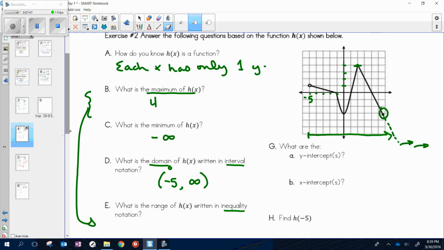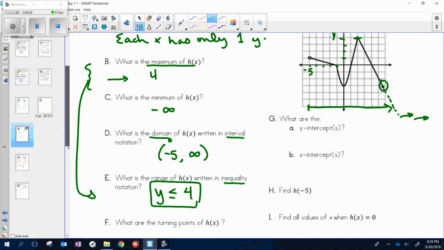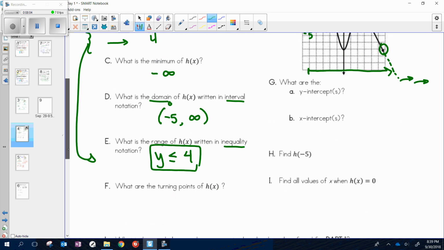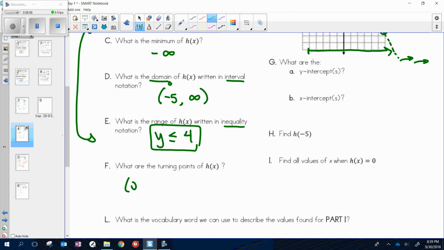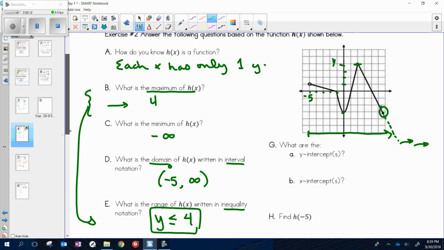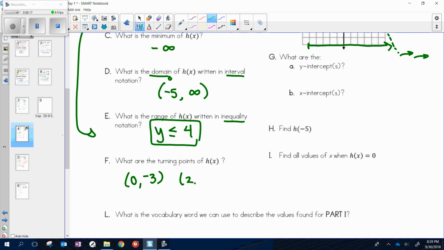Anyway, sorry about that. Okay, so the range is the highest value up here was 1, 2, 3, 4, right? The maximum was 4. And then it goes down to -infinity. So I'm going to say y is less than or equal to 4. It's everything below 4. What are the turning points? So let's look for those turning points. Here's a dip at 0, -3. And there's another turn over here at 2, 4. So turning points are bumps, valleys, those kind of points.